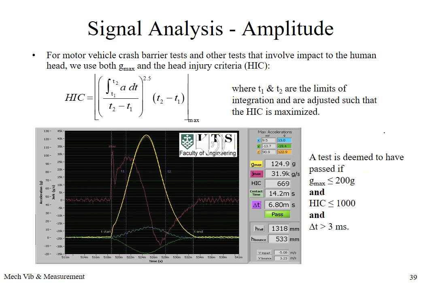You can see that the primary measurement is that of acceleration, but the calculation that's performed involves its integration between the start and the end of the event, a division by the time of the event. It's raised to the power 2.5 and then multiplied by the difference in start and end of the time event. So we get a head injury criterion value that's presented in this plot here, in the red curve, the purple curve.